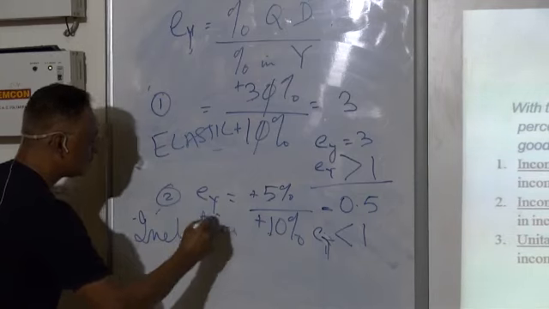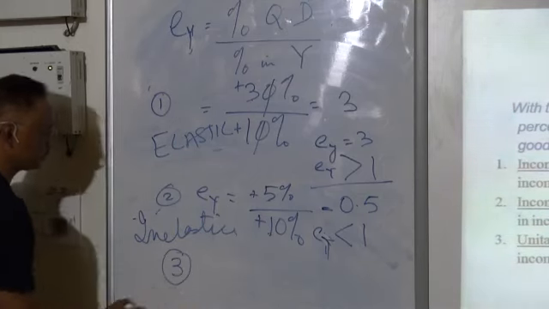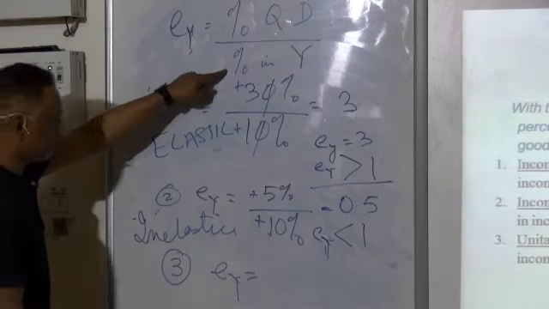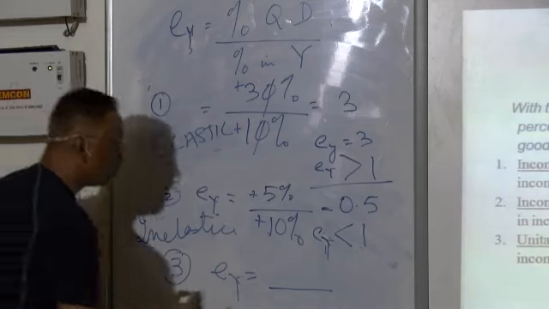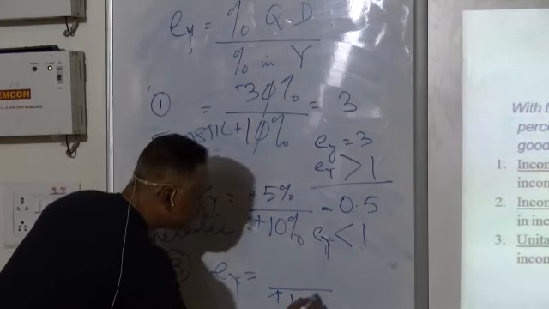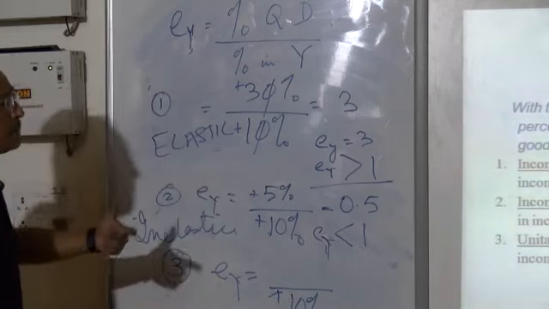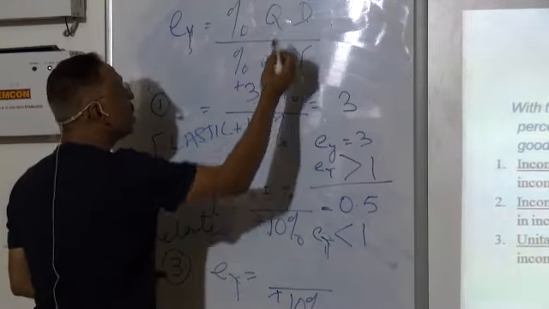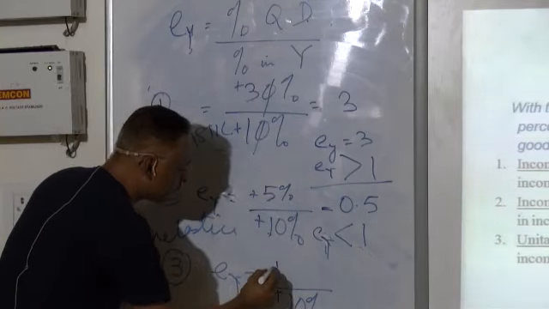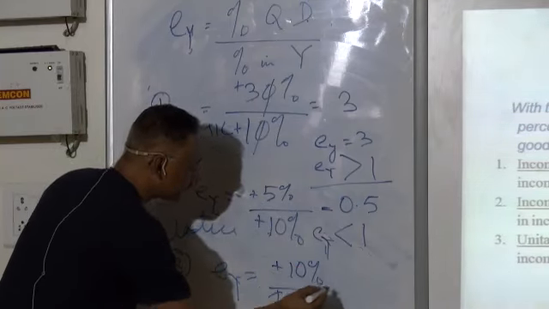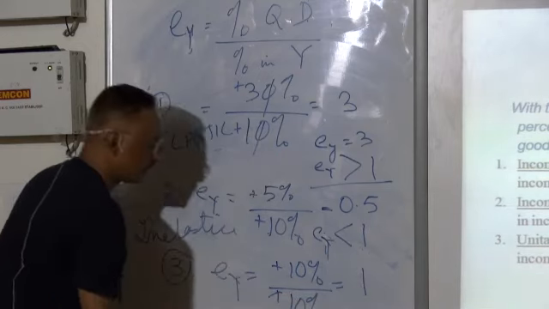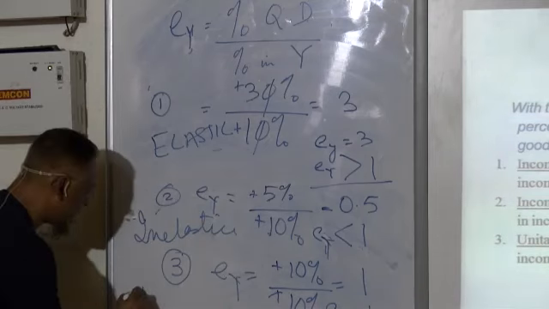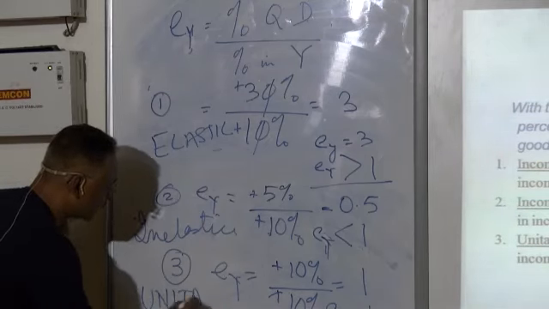inelastic. And the last one, third one, income elasticity of demand. Same. The income of the consumer increases by 10%, so the percentage of quantity demanded will also increase by 10%. EY is equal to 1. When it is equal to 1, we say it is unitary.